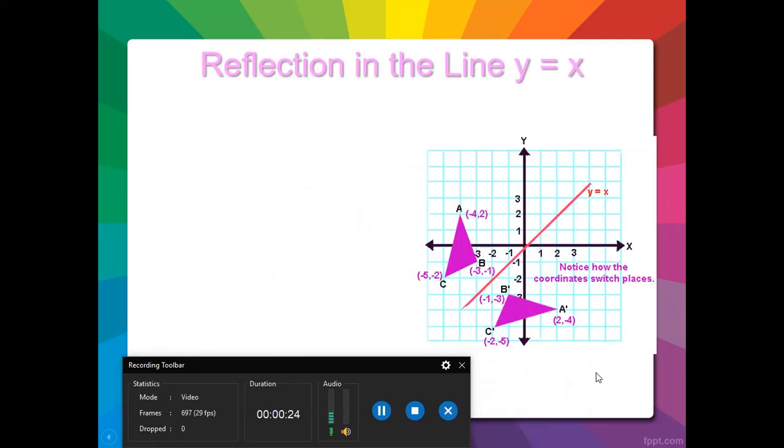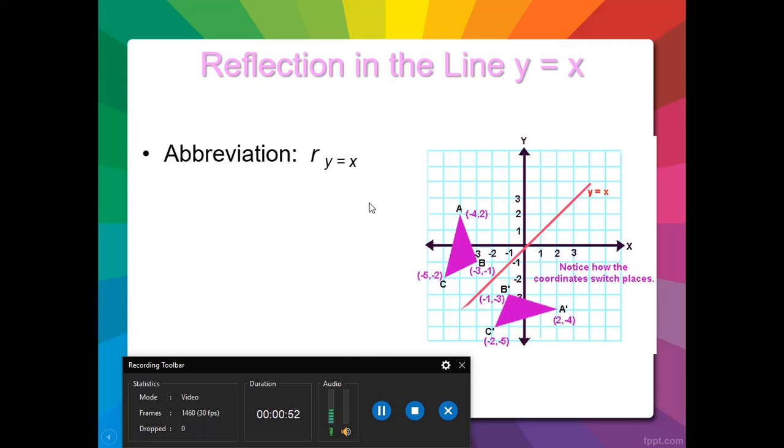Let's start with a reflection in the line y equals x. This line we've seen before, and since the values of x and y are equal, we know that if x is 0, y is 0. If x is 3, y is 3. So what you're getting is this diagonal line, 1, 1, 2, 2, 3, 3, and so on. But it will always pass through the origin, and it's always going to have this positive slope.